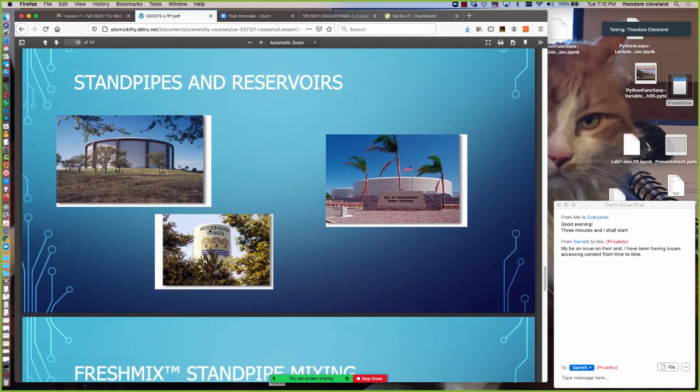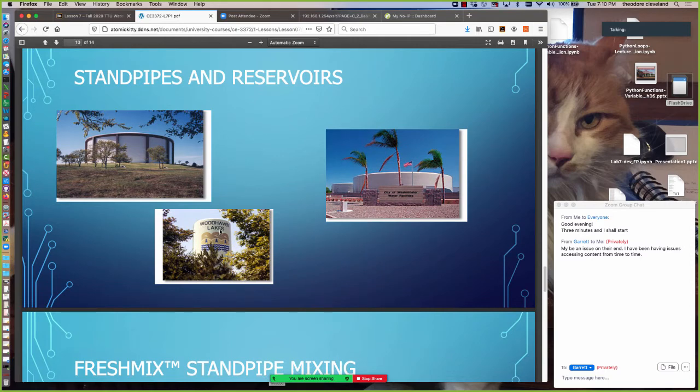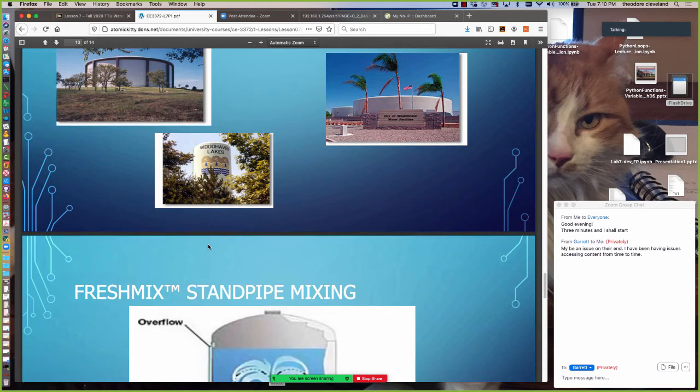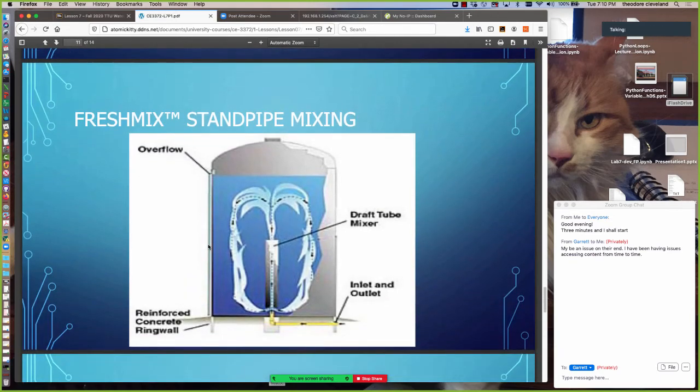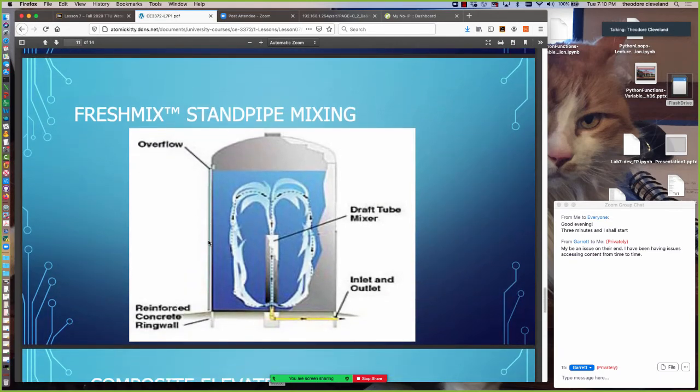And then here is a standpipe at Woodhaven Lakes, again, suitably taking the canvas of the outside to advertise their community. And then there's a few different methods to try to circulate the water in the tank. So these store a lot of water, and water can spend a fair amount of time inside the tank.